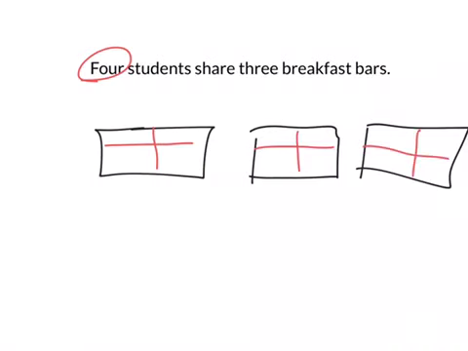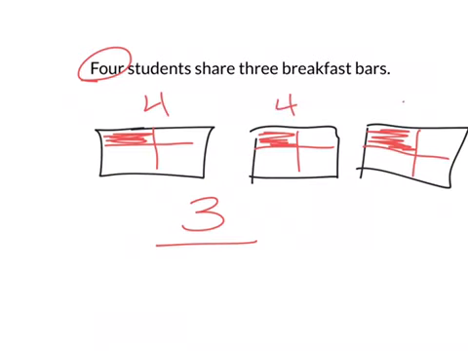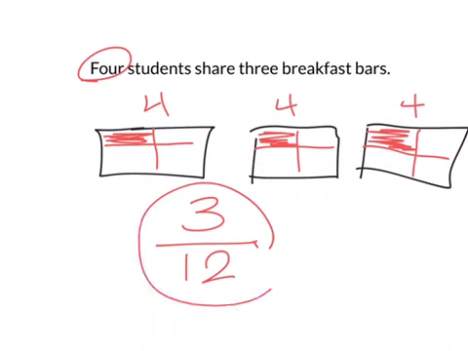Okay? So, since we want to know how much one student gets, we shade in 1 box on each of these breakfast bars. How many are shaded in? 3. How many pieces are all together? We do 4 plus 4 plus 4, which is 12. So each student gets 3/12.